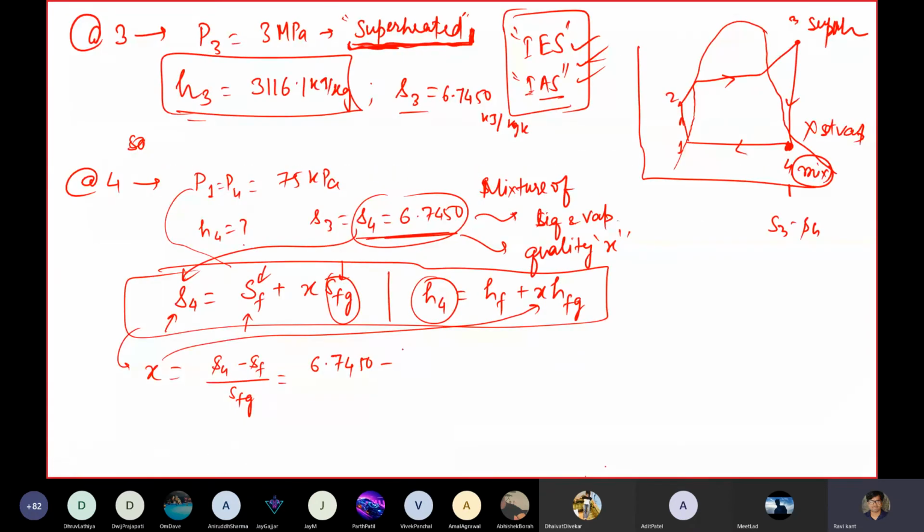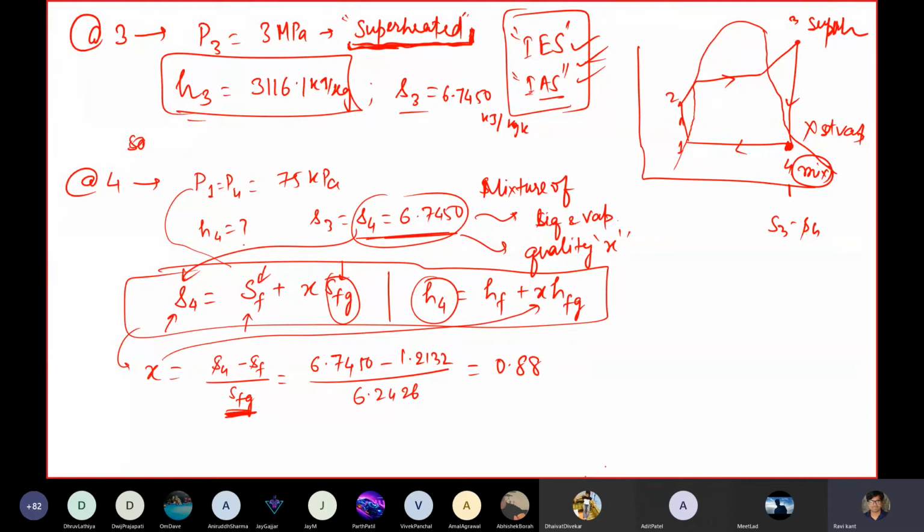Fine. So this S_f was 1.2132 divided by the S_fg. What was my S_fg? You can actually see the table again. It was something like 6.26426. It comes out to be 0.88. The quality is this much.